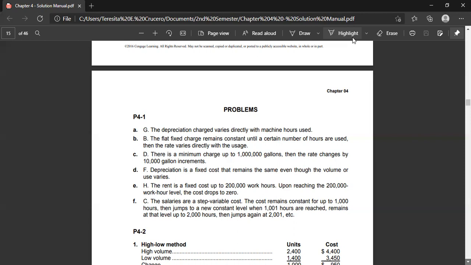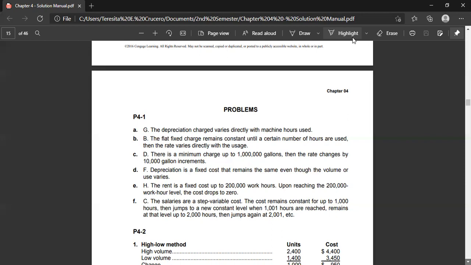Next, the depreciation of equipment. The amount is computed by the straight line method. So the pair is letter F. F is purely fixed cost. Then letter E, rent on a factory building donated by the city. The agreement calls for a fixed fee payment unless 200,000 labor hours are worked, in which case no rent need be paid.